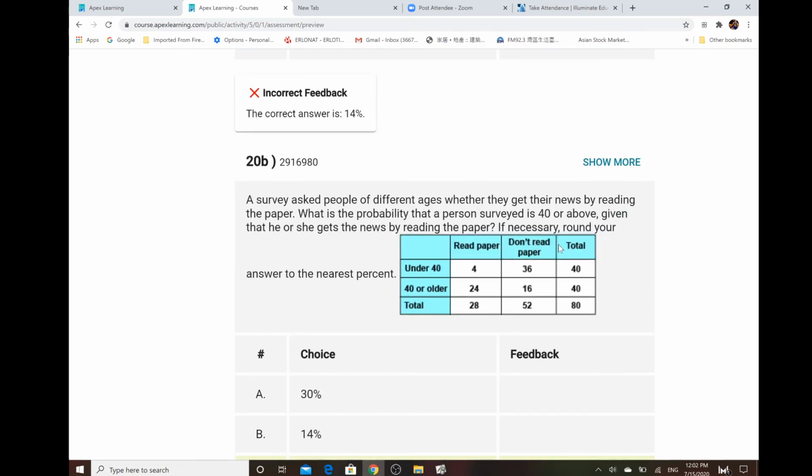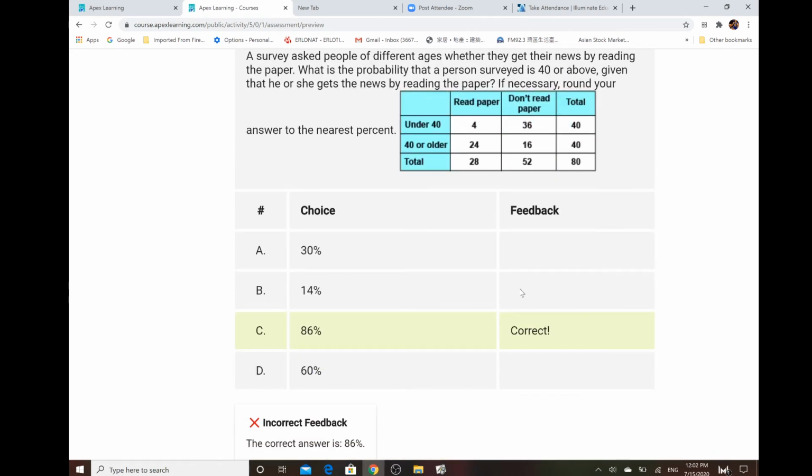So now let's try another one here. So survey, okay, people that's what, 40 or above. Okay, so 40 or above, right here in this row, 40 or older. And given that he or she gets the news by reading the paper. Again, the number of people reading the paper totally is what, 28? So 40 or older and reading the paper over 28. So 24 over 28. So let's see what that is. 86%, and that's what I got.